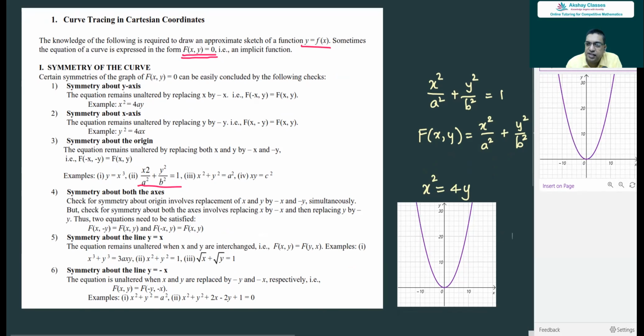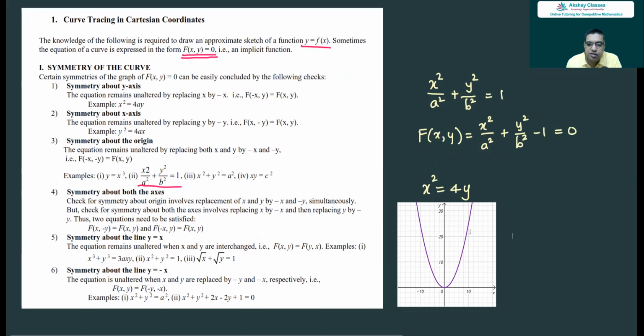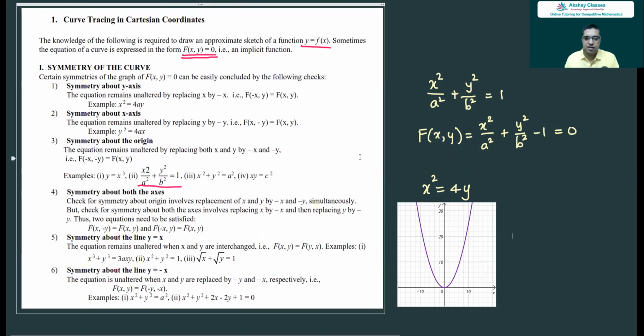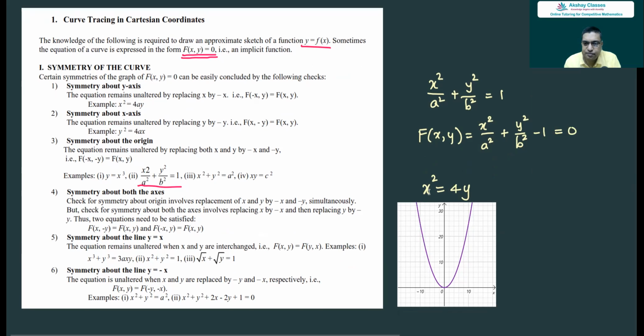So here we can see that the curve is symmetric. When we replace x by minus x and the equation does not change, that means it's an even function. Because it's an even function, it is symmetric about the y-axis. So this is one. Now symmetry about the x-axis, same logic.